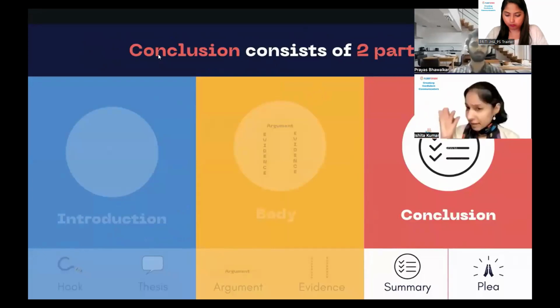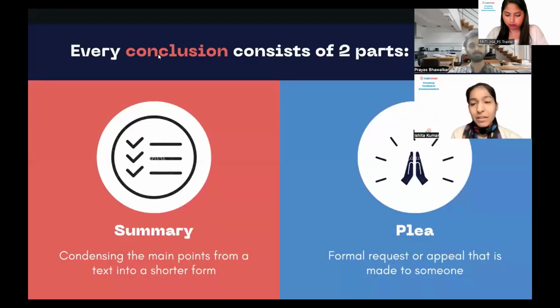Now let's play one last activity before we go to our final presentation, where we'll also be watching Madhavan's speech again. But before that, one small activity for you, okay? For that, the summary: what is it? It's about condensing the main points from a text to a shorter form, being more brief, right? And a plea, what is a plea, Priyas? Can you read that, please? It's a formal request or appeal that is made to someone.